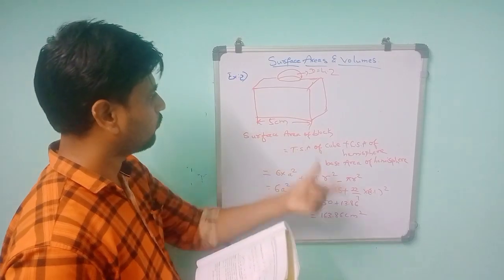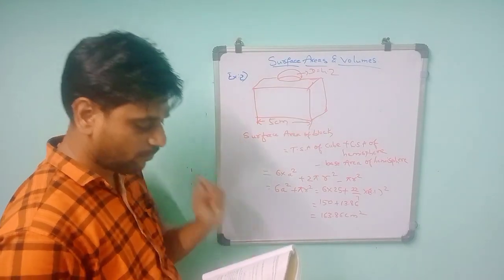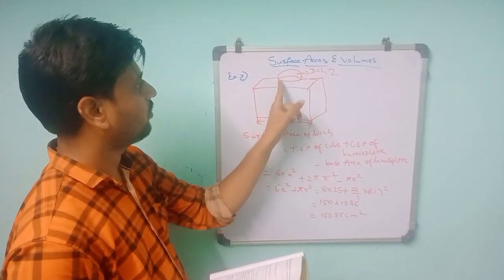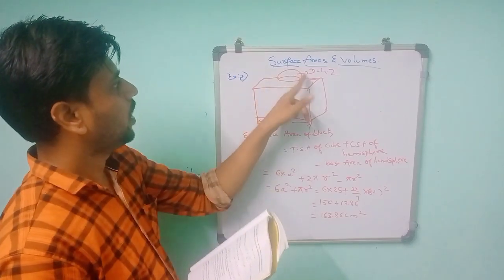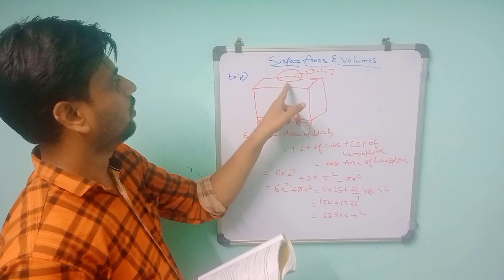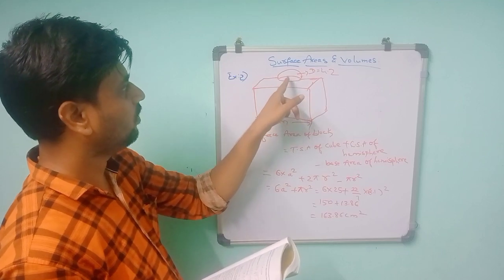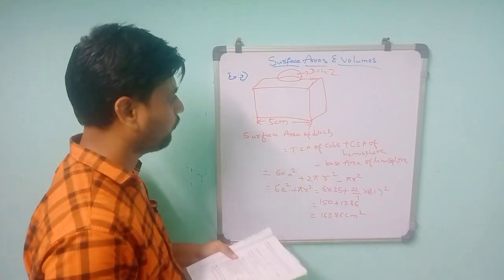The total surface area of this block is the total surface area of the cube plus the curved surface area of the hemisphere, minus the base area of the hemisphere, because we want only the hemisphere's curved part, since the cube already includes that base area.